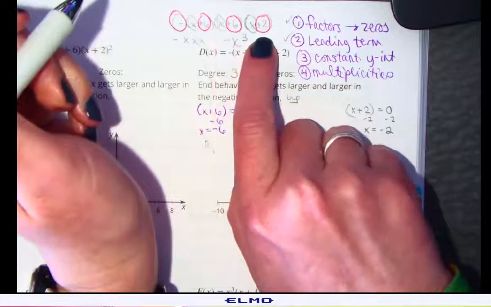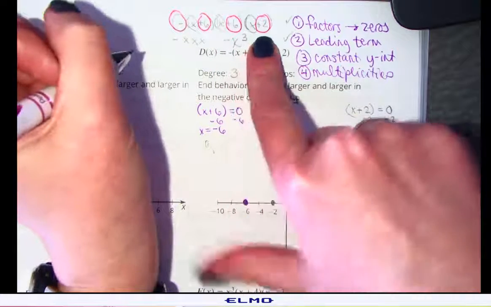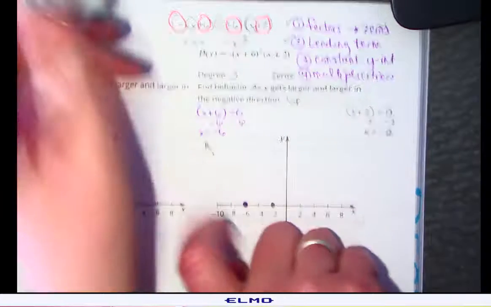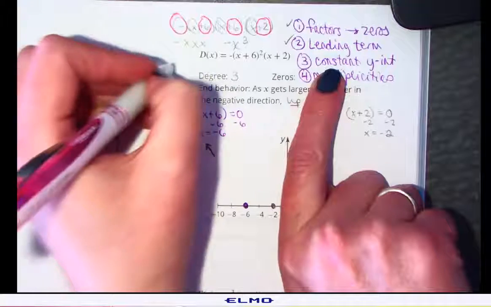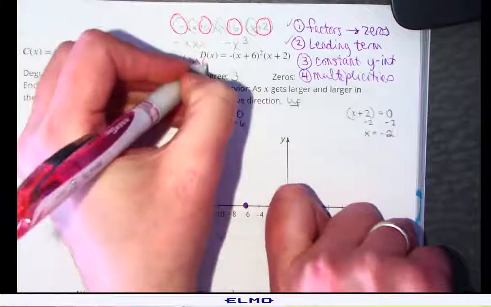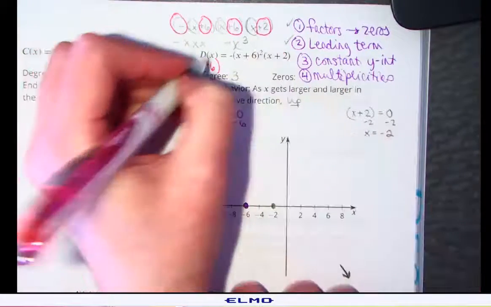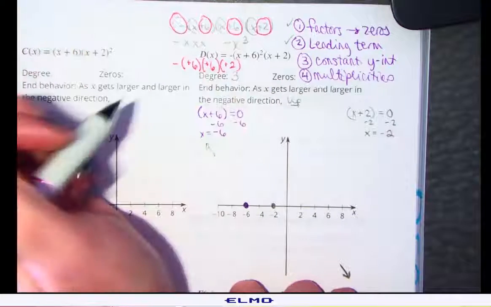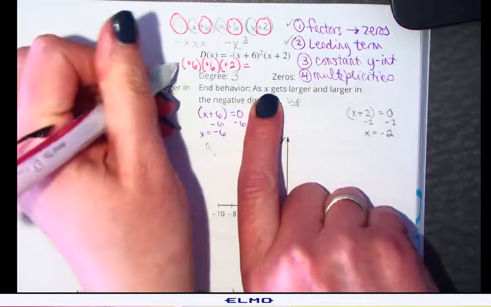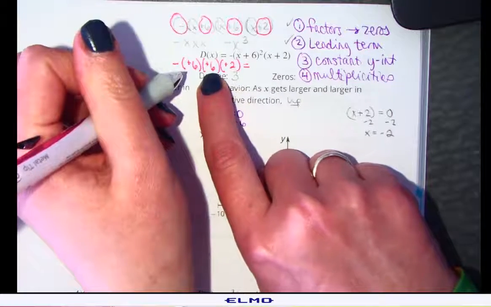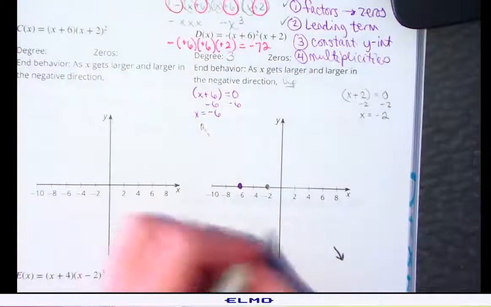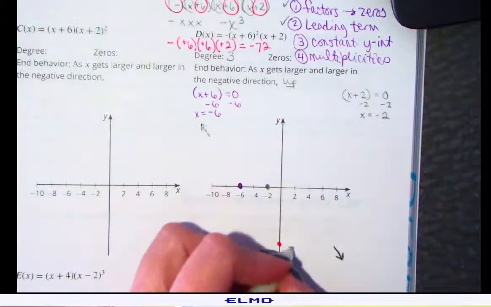I make sure that there's a 1 in every single term first. We'll see what that looks like down below when there isn't a number in every single term. So to find my constant, I have a negative times a positive 6 times another positive 6 times a positive 2. When I multiply all of these things together, negative 6 times 6 is 36, times 2 is 72. So I have a negative 72. That y-intercept is going to be way down here at negative 72.